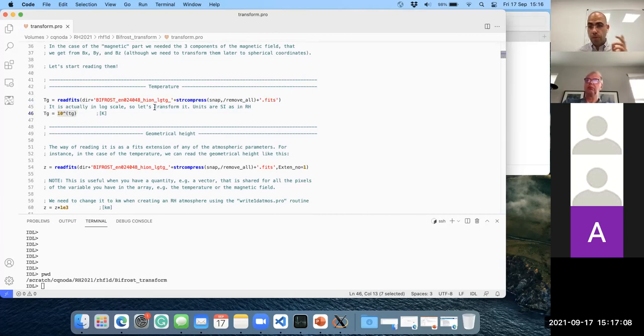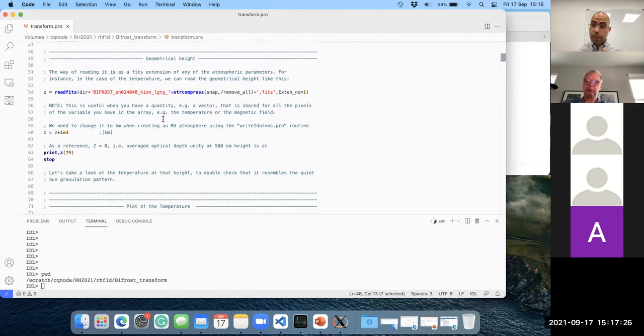Units: you will see in the technical note that, in general, all the Bifrost parameters are in SI units. So this simplifies a lot of things because we basically don't need to change anything. But it's good to always double check that, okay? Then a geometrical height, that as we said is an important parameter. And in this case, it's relatively easy, although not straightforward if you don't check the technical note.